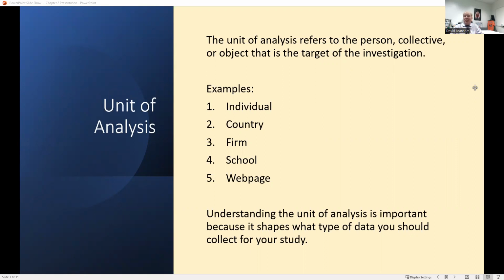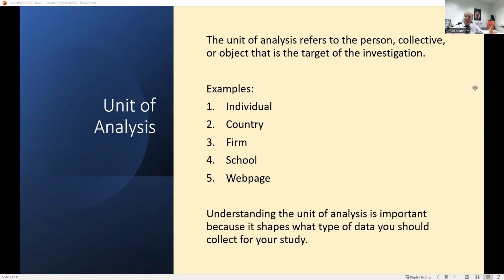It can also be other things like a country or a school. I did an analysis myself that looked at the infrastructure of the schools to see what effect it had on the attendance in those schools, and the unit of analysis in that particular research was the school, not any individual within the school. Sometimes we analyze countries.